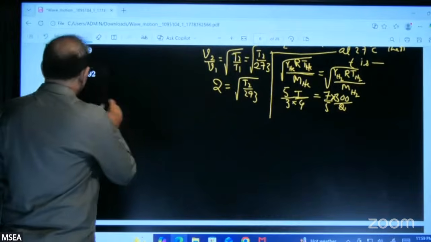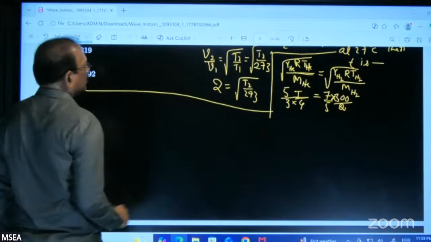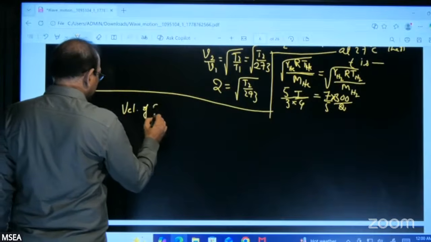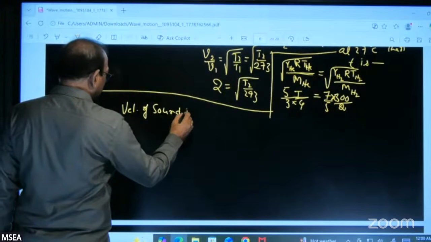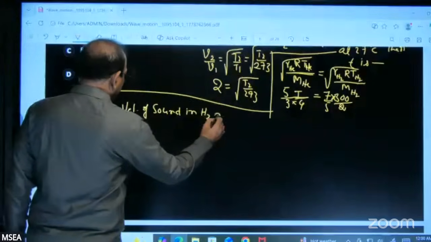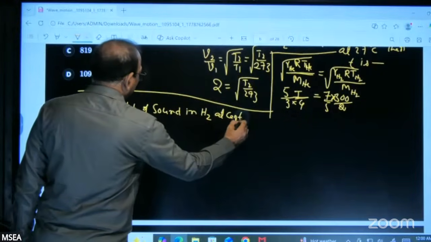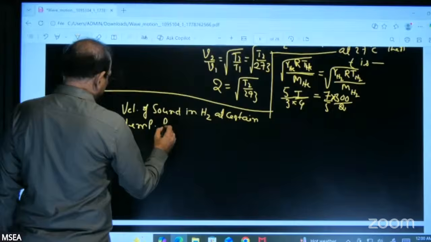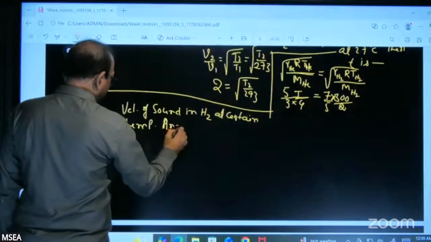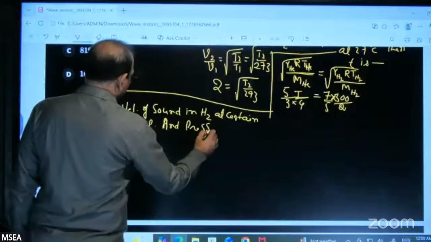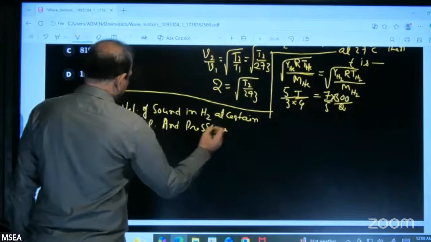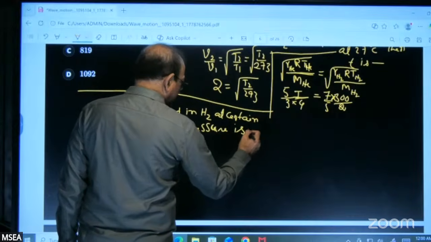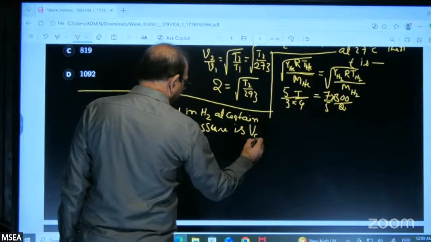One more I want to tell you in these gases. Suppose a problem is given like this. Velocity of sound in hydrogen at a certain temperature and pressure is V naught.